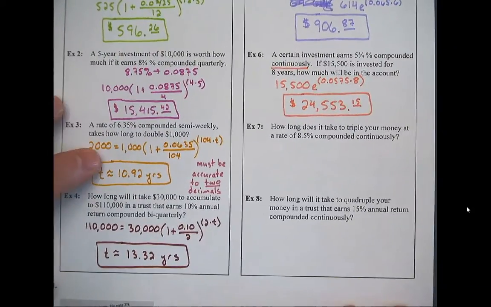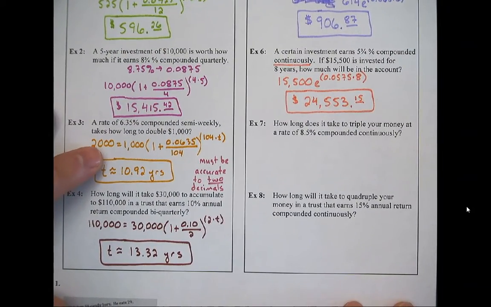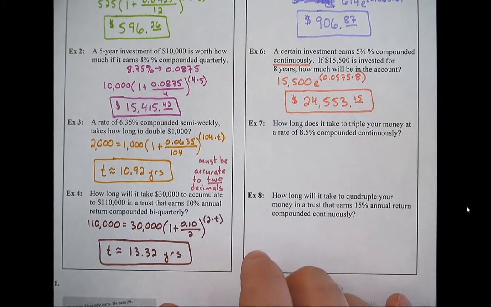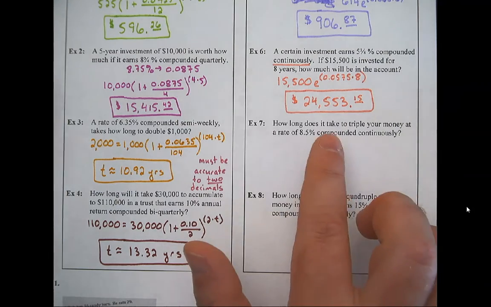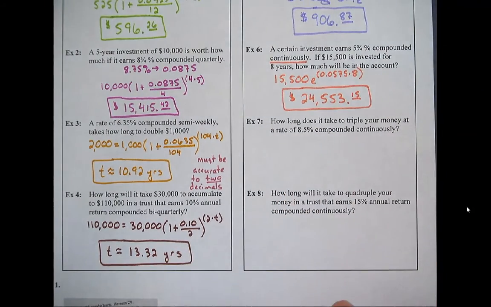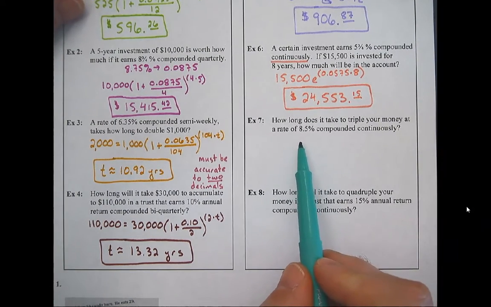So just like we did over here, where we worked in reverse, where I gave you the end amount and you had to figure out the number of years, we're going to do the same here. So how long does it take to triple your money at a rate of 8.5% compounded continuously? Now this one's a little sneaky the way they wrote it, because what's our beginning amount? We don't know. They didn't tell us. That's okay. We can still answer this.